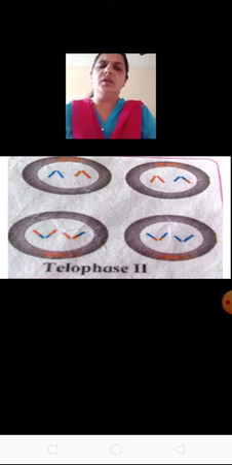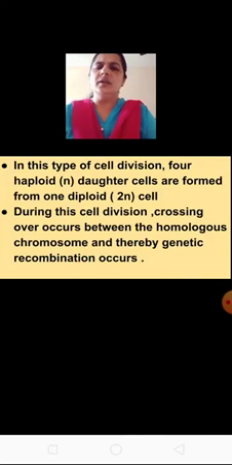Okay, so what have we learned, children? In this type of cell division, how many daughter cells are formed? Haploid means only one set of chromosomes. Diploid means 2 sets are present. So in this type of cell division, 4 haploid daughter cells are formed from one diploid cell. Okay, now during the cell division, crossing over occurs between homologous chromosomes, and thereby genetic recombination occurs.